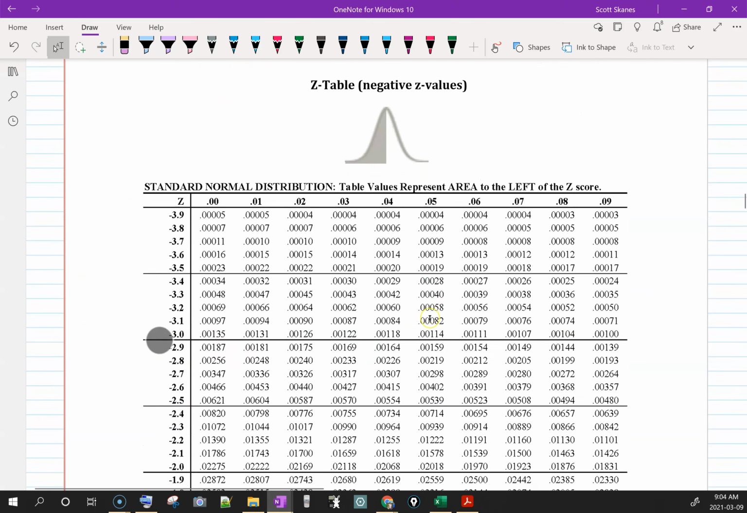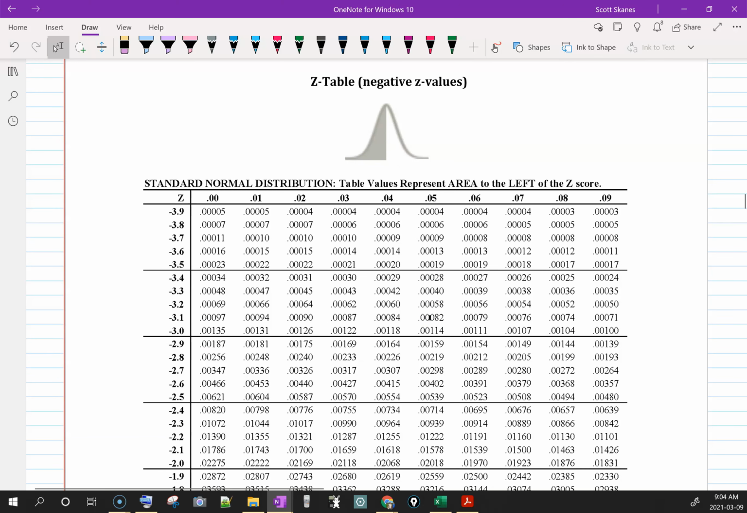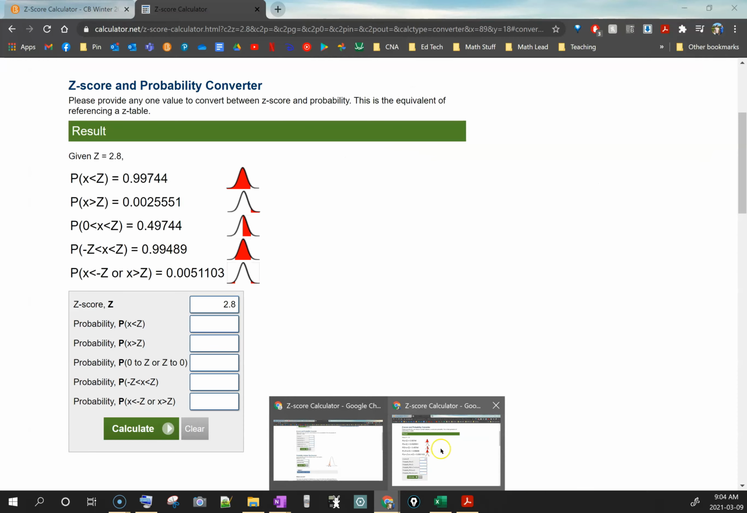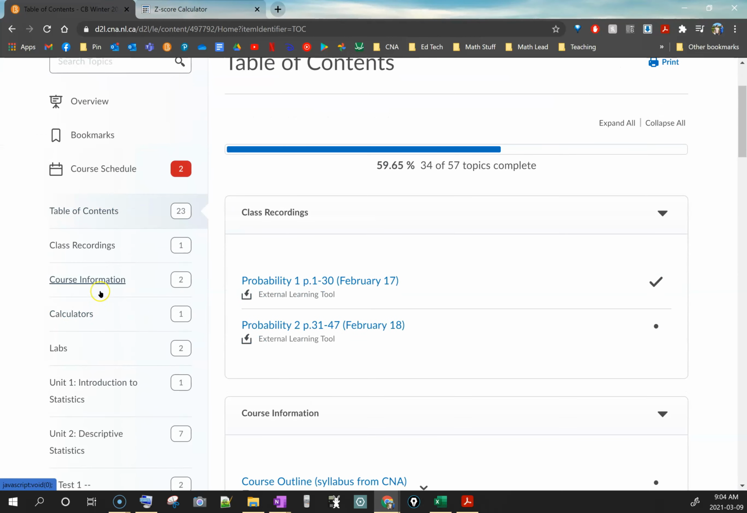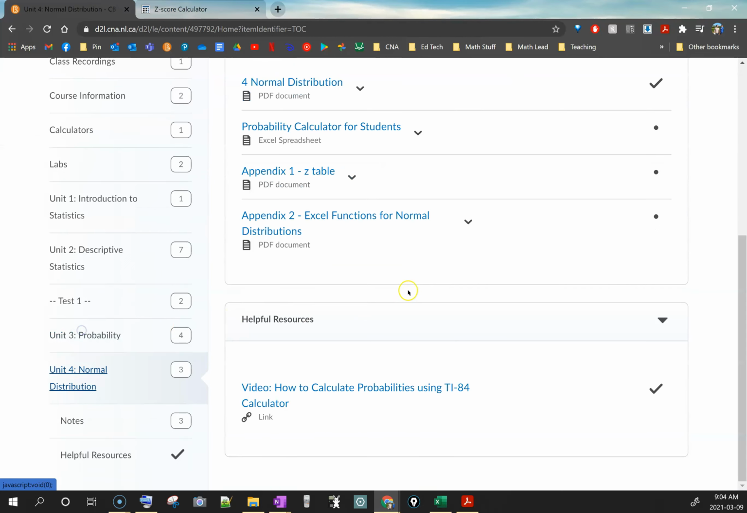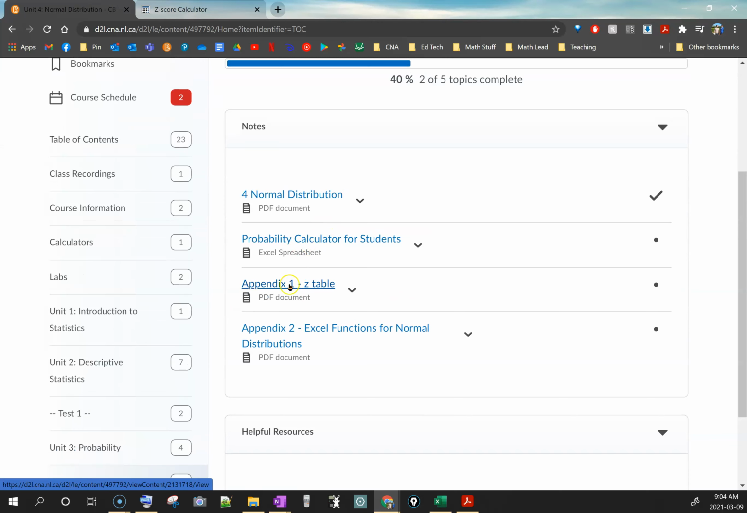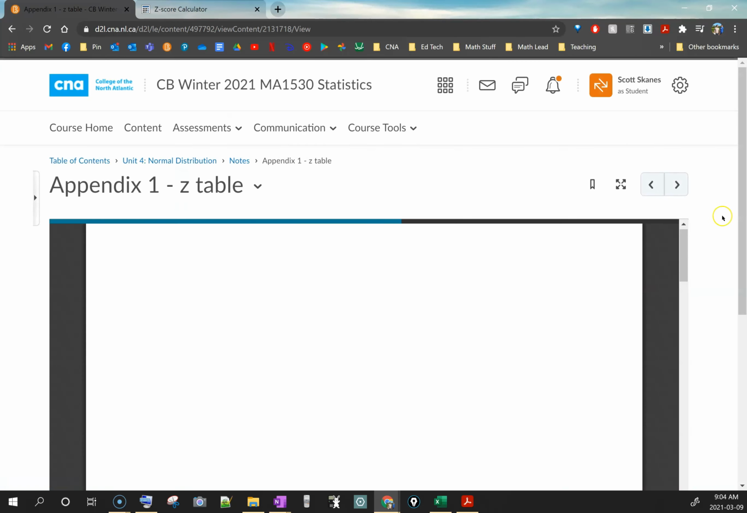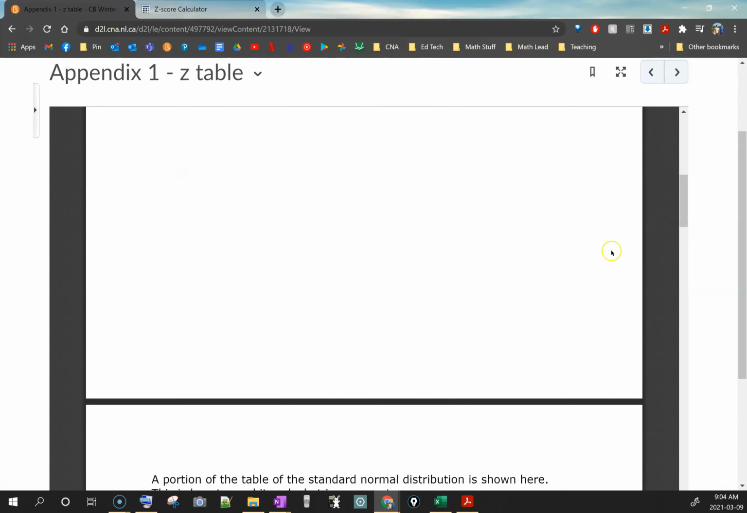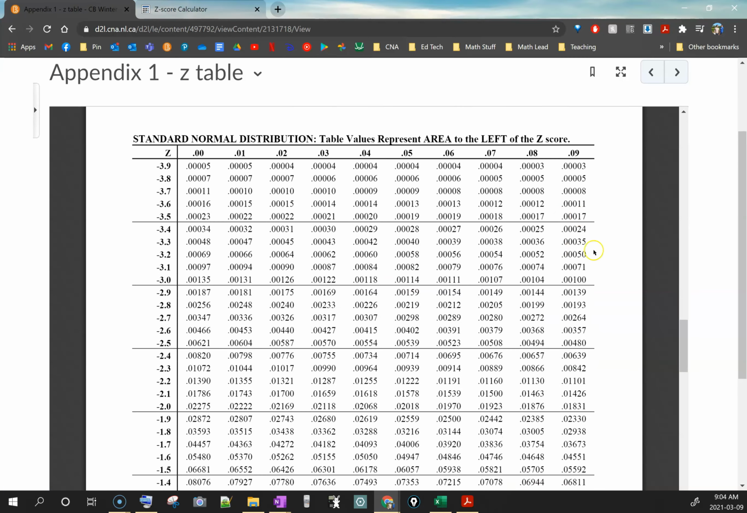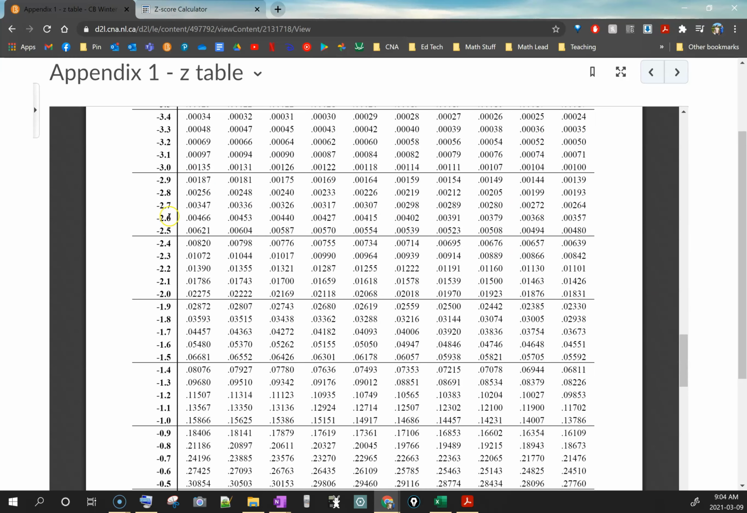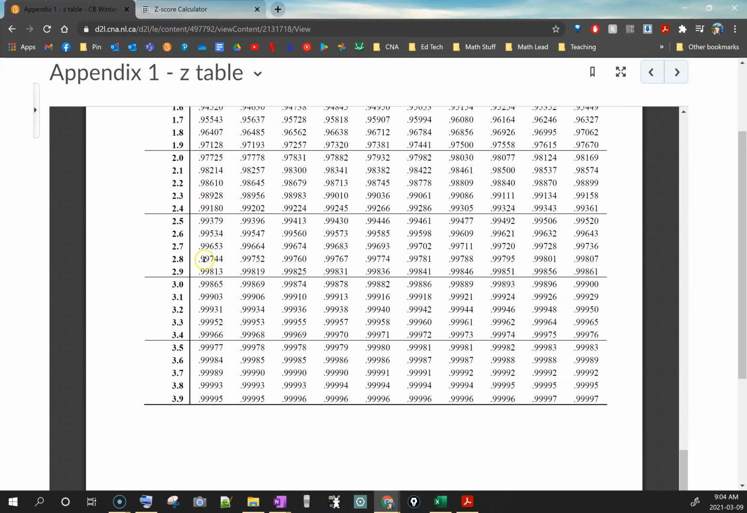So how to use a z-table? Well, these z-tables are given on D2L. I've given them to you. If you want to find them, go into your table of contents or just content, and in Unit 2, Appendix 1 is the z-table. You can download this. It teaches you or reminds you how to use it, but really it's the last 2 pages that you want. These are the z-scores that are negative, and the next page are the z-scores that are positive.